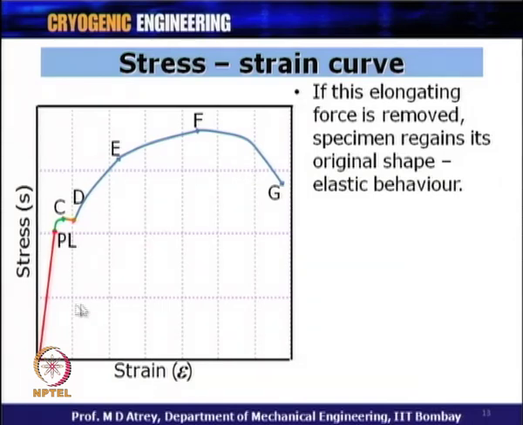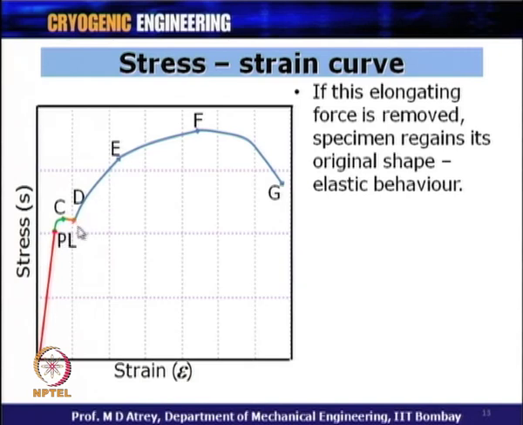What you can see from this is, we can see the elastic region up to PL. We can see that the material yields during this phase. This is called yielding, and the material shows plastic behavior at this point. Now, during this period, if the stress or the elongating force is removed, the material will not come to the original shape and size. You will find some deformation in the material.